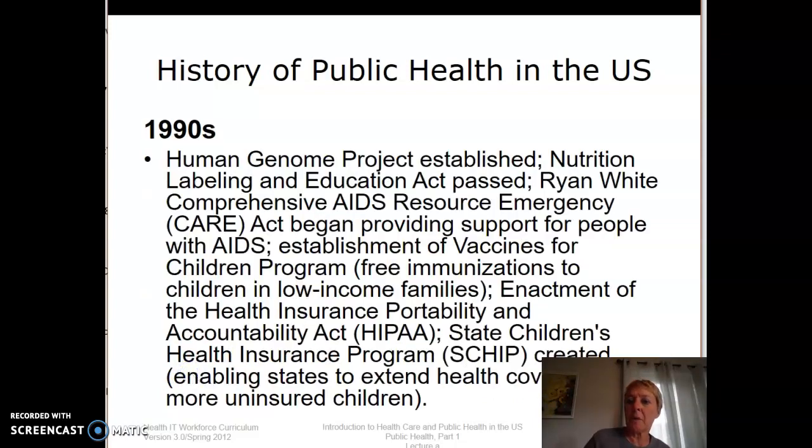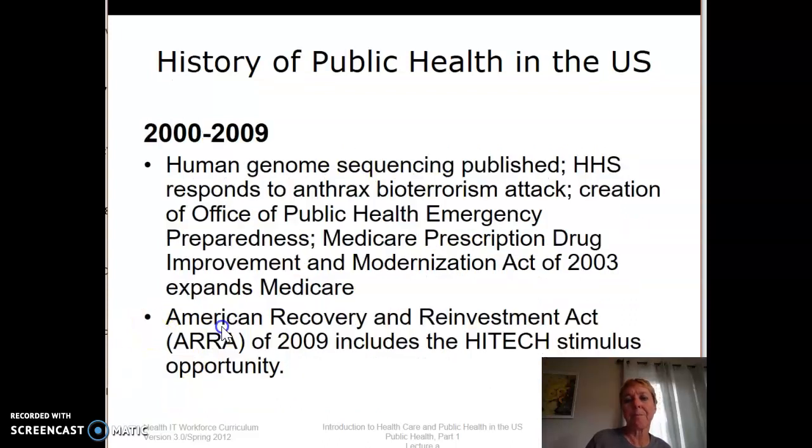The 1990s brought the Human Genome Project, food and drug labeling, the Ryan White AIDS Resource Emergency Care Act, and the establishment of the Vaccines for Children's Program, free immunizations. Let me tell you, this was big because my children were born in the 80s and there were no free immunizations, and it was very expensive to get your child vaccinated.